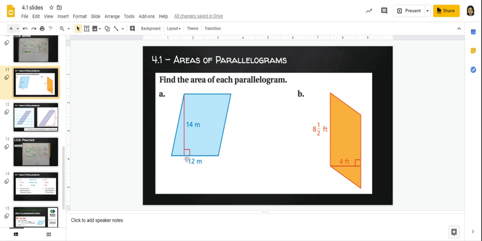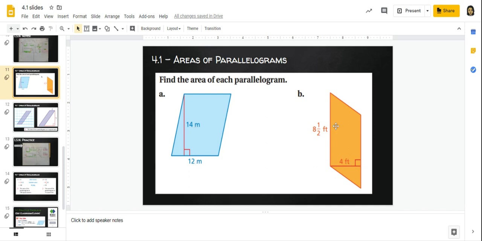So if you took, again, this would be the base, 12 meters. 14 would be the height of this parallelogram. So the area formula, 12 times 14. Now remember, we wouldn't put units squared here. We would put m for meters or meters squared.